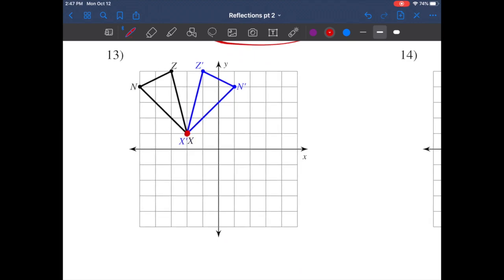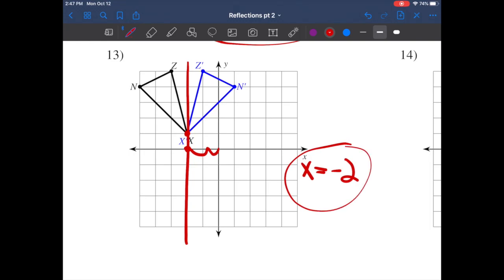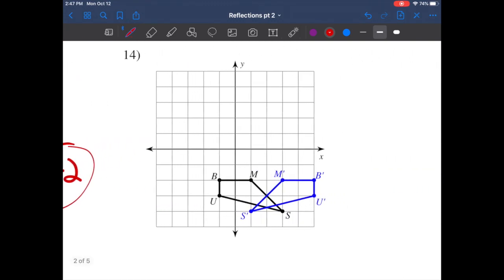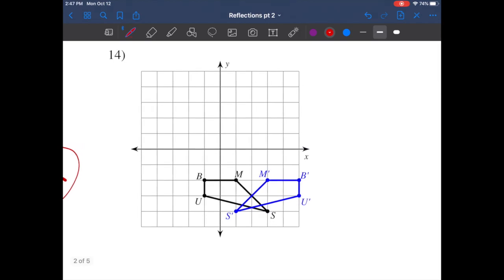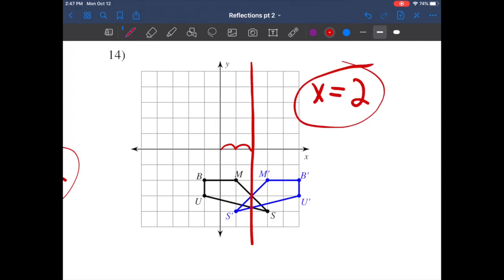Okay, let's try another one. What do you guys notice about this one? This point stays exactly the same. So I believe our line of intersection is right there, our line of reflection. So what point is that? It's on here. So that would be my x equals -2. All right, let's try our last one. All right, this one looks like it's 1 away. That looks like it's 1 away. So it looks like my line is going right here down the middle. What number is that? It looks like that's on the 2 spot of the x. So my x equals 2 for this one.